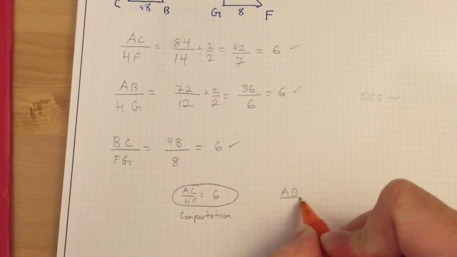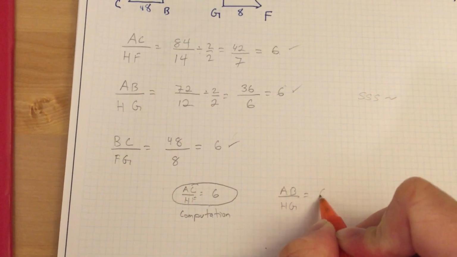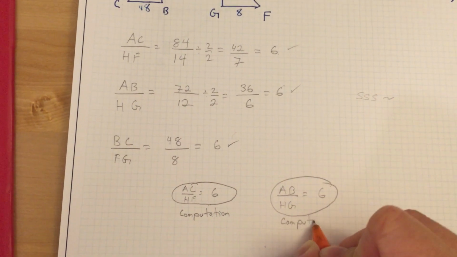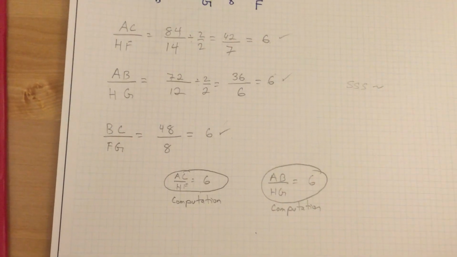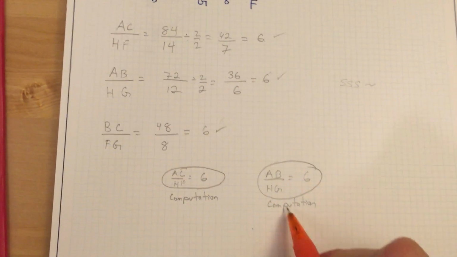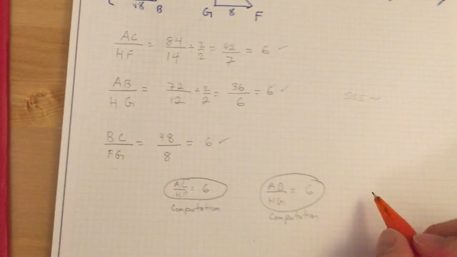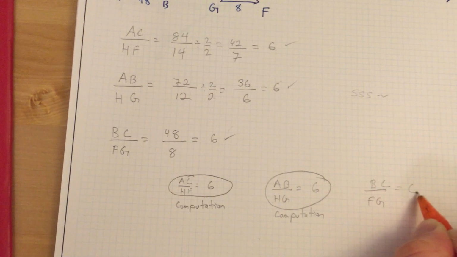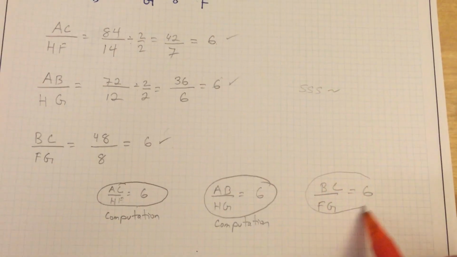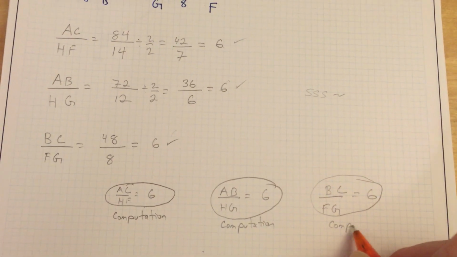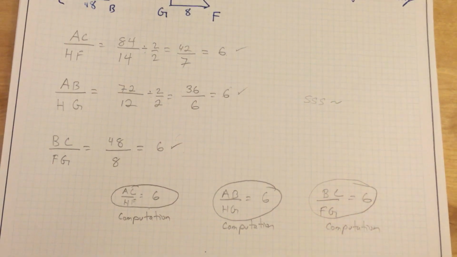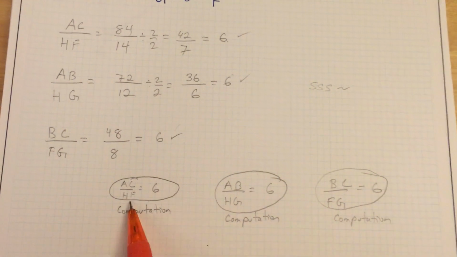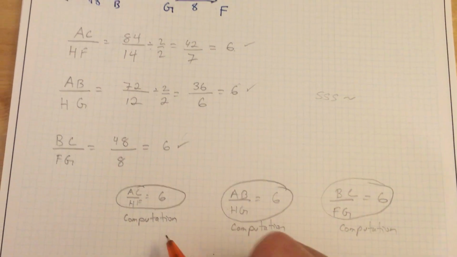I'll draw my circle after. AB over HG, and that's equal to 6. Again, draw my circle. Why are we putting that there? Again, we were solving, so it wasn't given to us. We had to solve for it, so it's another computation. And then last but not least, BC over FG. Again, it's equal to 6. Draw a little circle. And why is that true? Computation.